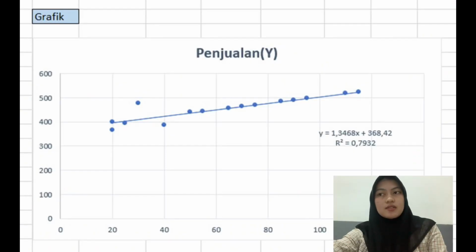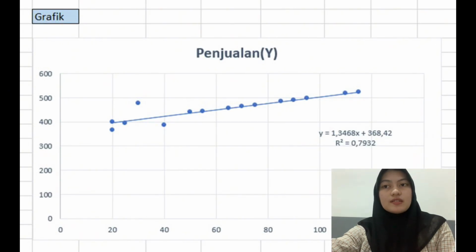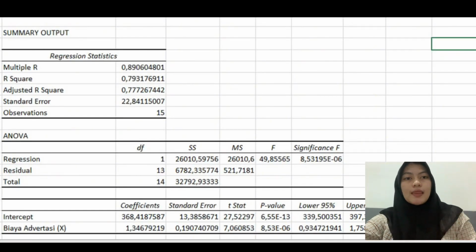This is the graphic. The X-axis is for advertising cost and the y-axis is for the sales. The graph shows that as advertising costs increase, sales also increase linearly. Okay, for the next, I will explain the summary output.